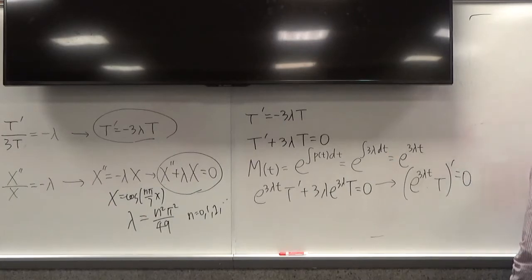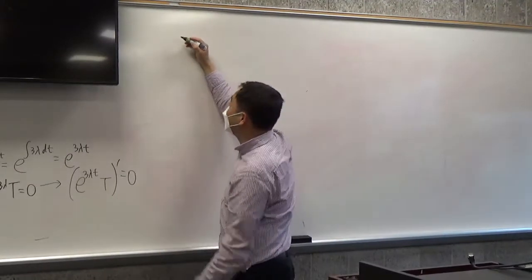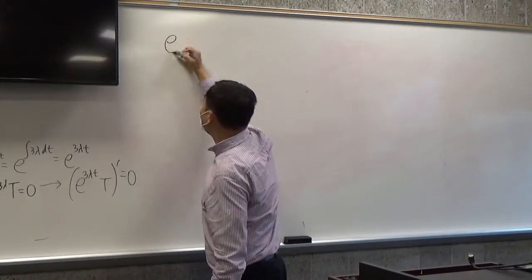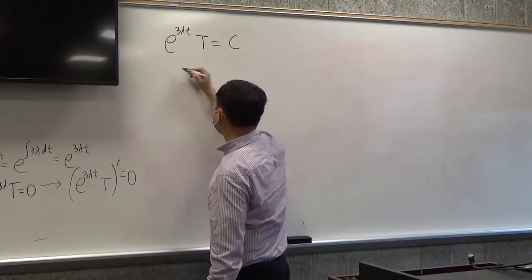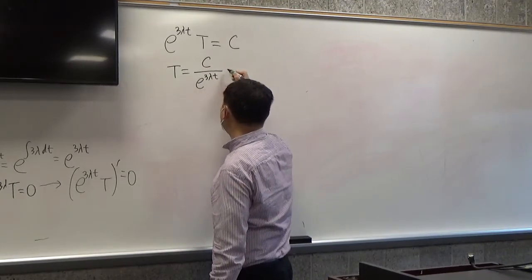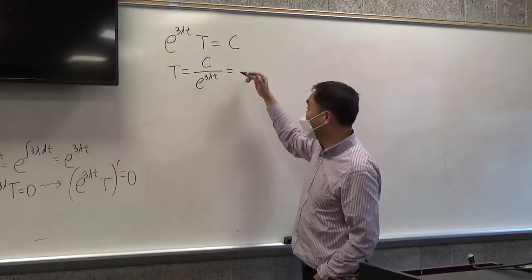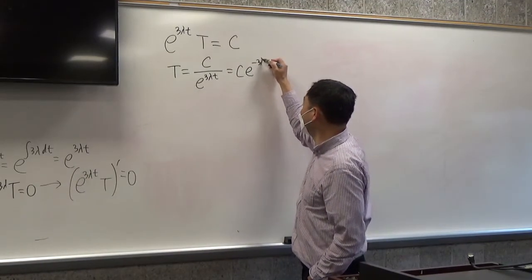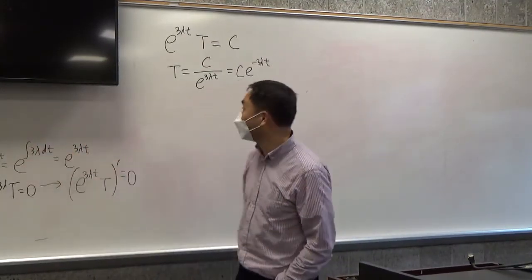Over here, if you integrate both sides, then you end up with e to the 3 lambda t times T equals a constant, so that T would be C over e to the 3 lambda t by dividing, but then exponents in the denominator can be moved up by putting a negative exponent. And there you go. So that's how you get this solution that I wrote before.